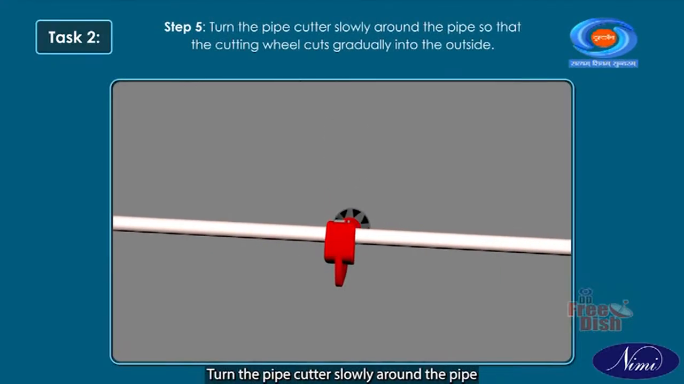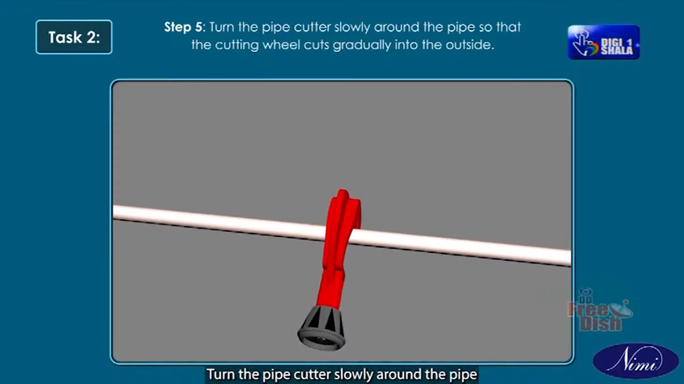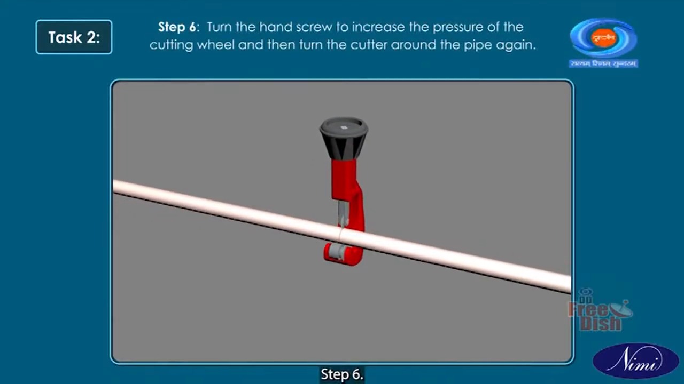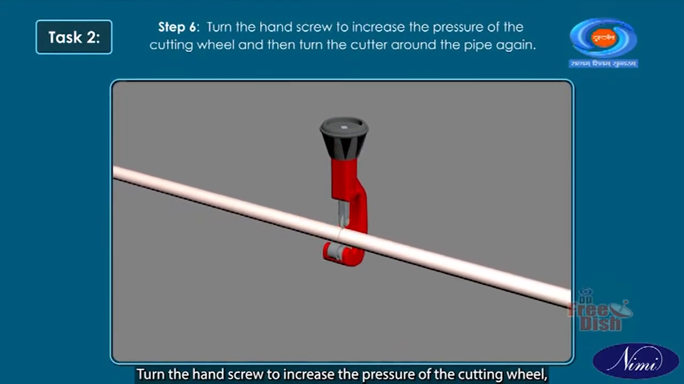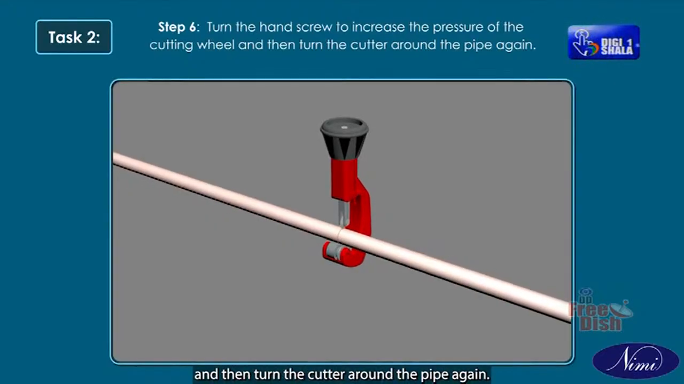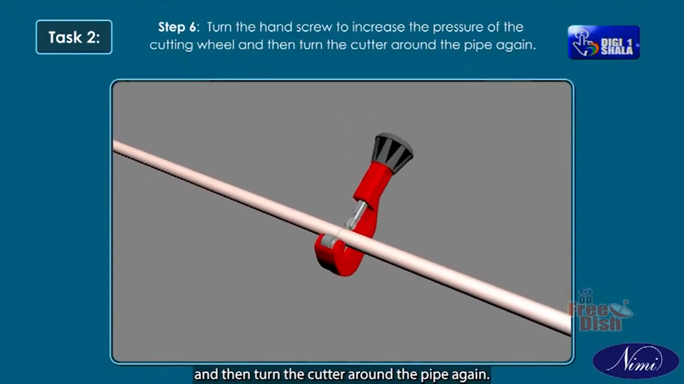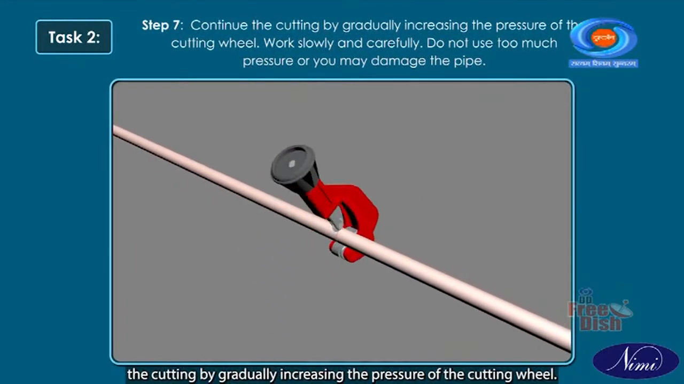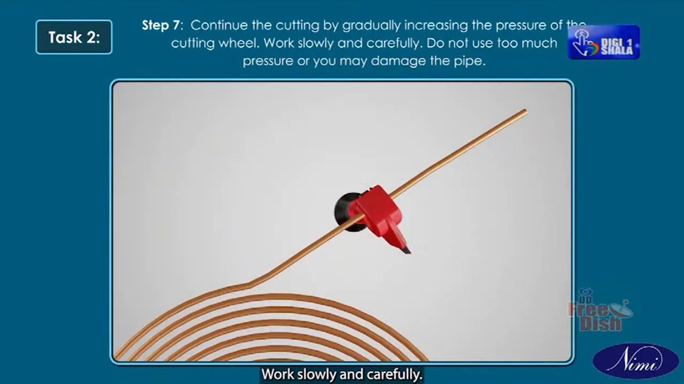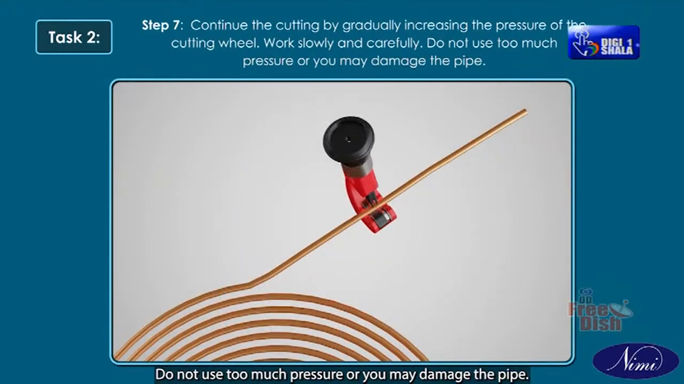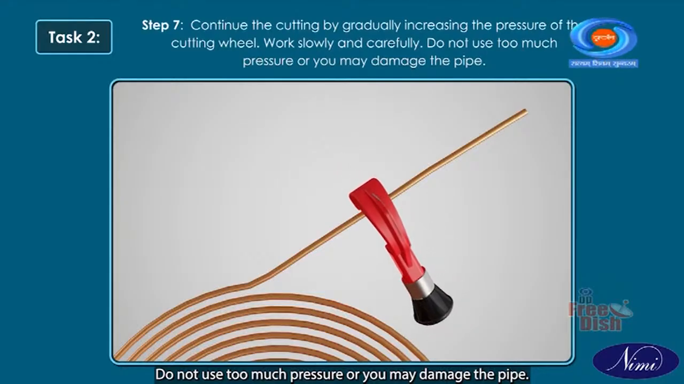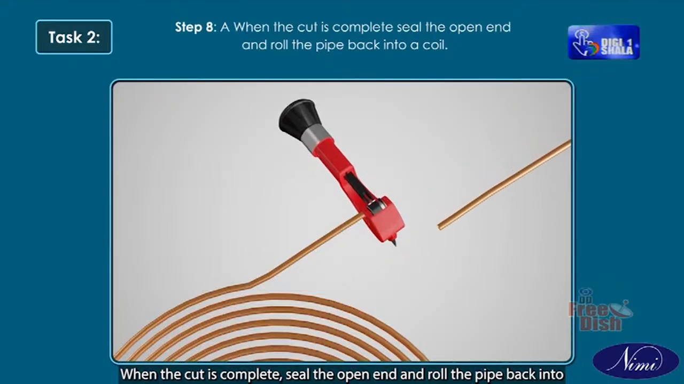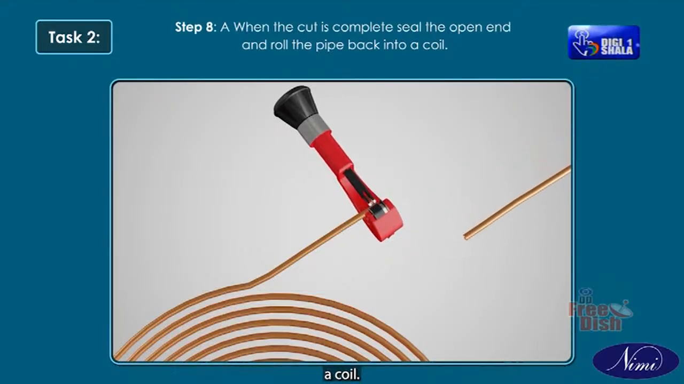Step 5. Turn the pipe cutter slowly around the pipe so that the cutting wheel cuts gradually into the outside. Step 6. Turn the hand screw to increase the pressure of the cutting wheel and then turn the cutter around the pipe again. Step 7. Continue the cutting by gradually increasing the pressure of the cutting wheel. Work slowly and carefully. Do not use too much pressure or you may damage the pipe. Step 8. When the cut is complete, seal the open end and roll the pipe back into a coil.